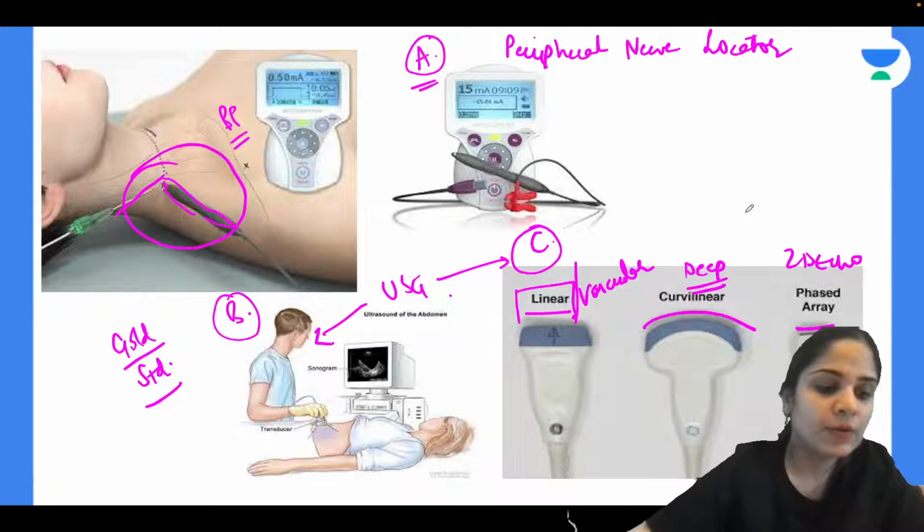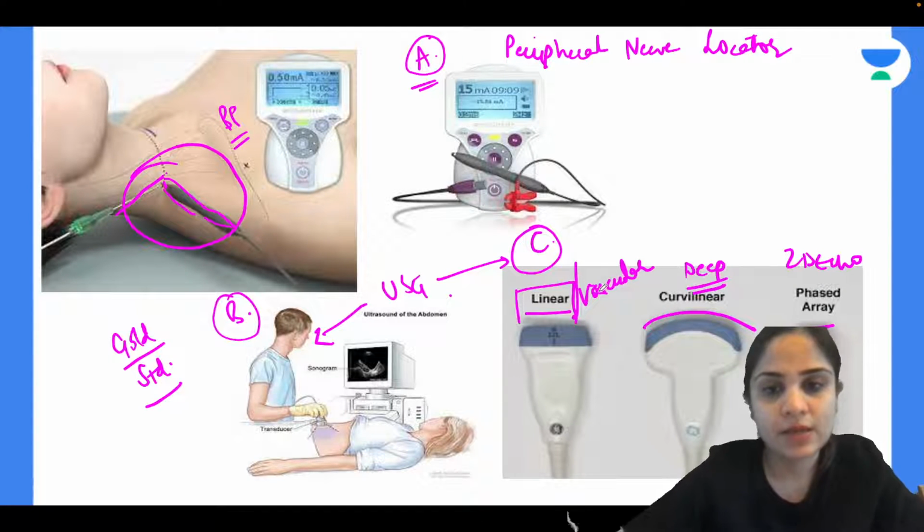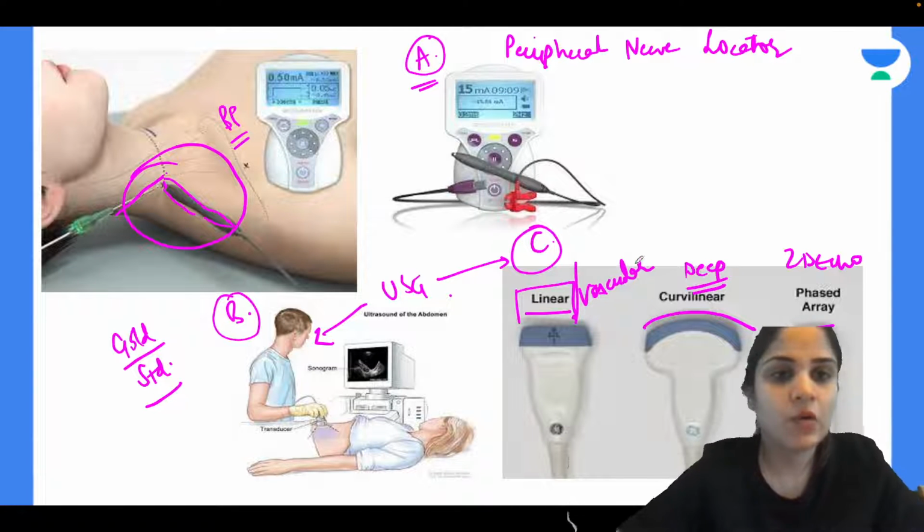So you should know about all the different types of probes that are present, okay? Because this can be asked in your exam. Ultrasound is one of the most upcoming modalities right now. It is being used in nearly all of the branches.